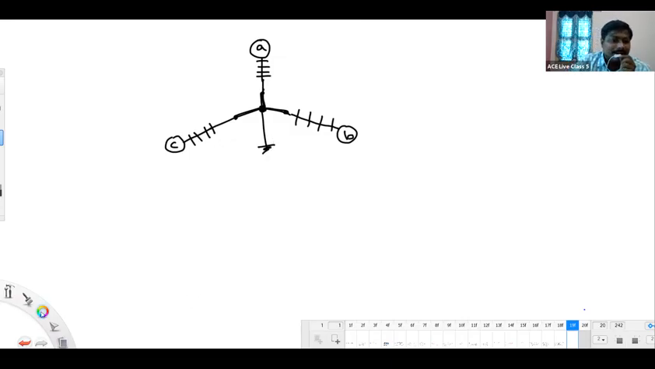Now please tell me, you are applying a voltage of 220 kV between conductor A and conductor B. What is conductor A to ground voltage, what is conductor B to ground voltage, and what is conductor C to ground voltage? That will definitely be 220 kV by root 3. Shreyas, have you understood this?